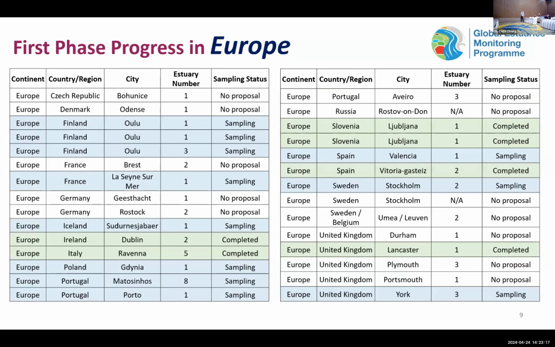And the next continent is Europe. For Europe, we already have collaborators from Ireland, Italy, Slovenia, Spain, and the United Kingdom who have completed the sampling campaign for us. Our collaborators from France, Iceland, and the United Kingdom are conducting the sampling campaign. But many of our collaborators, maybe from Germany, Denmark, and others, have not submitted the sampling proposals.